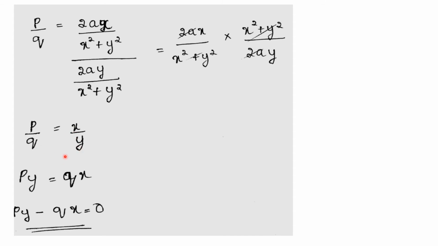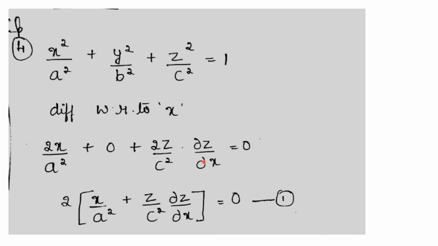Just cross multiply. So p into y is equal to x into q. Bring this x into q to the LHS. So you get py minus qx is equal to 0. So that is the final answer. We have eliminated the arbitrary constant a.